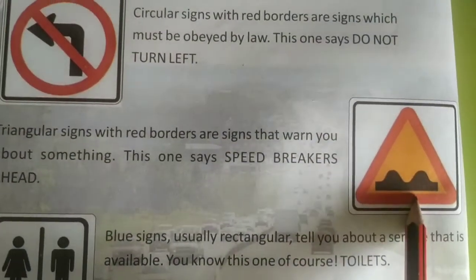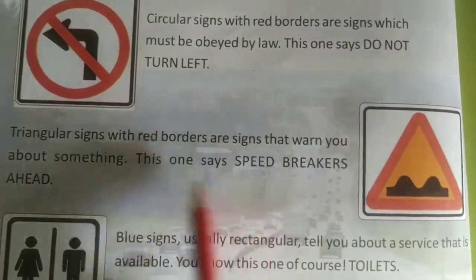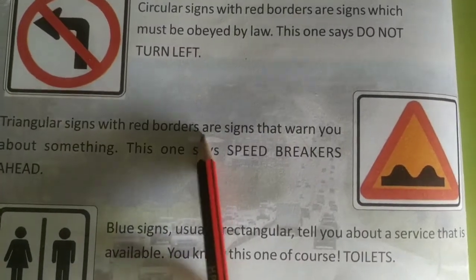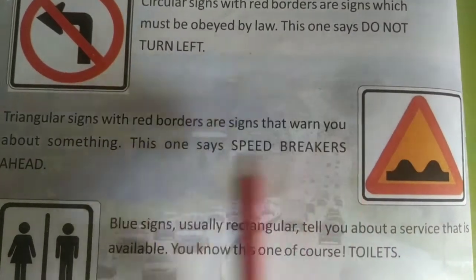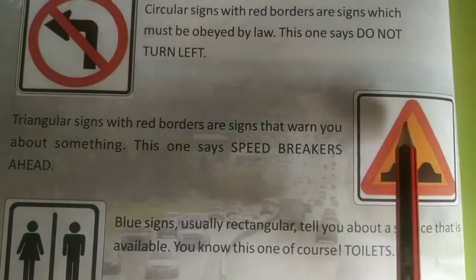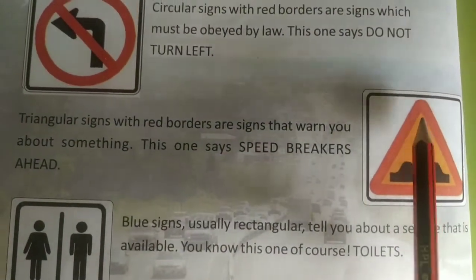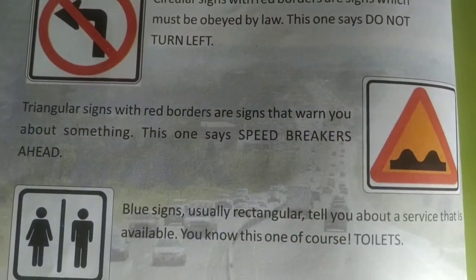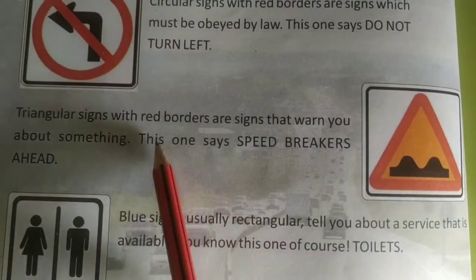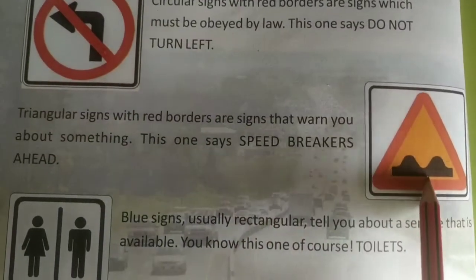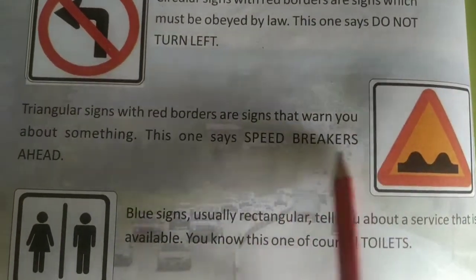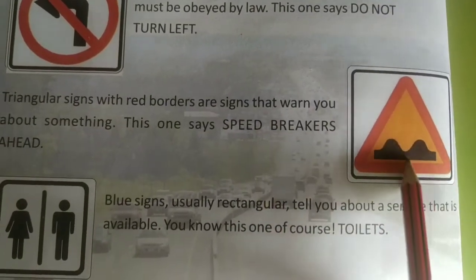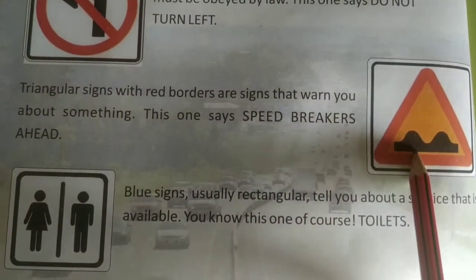Next, look at the sign. Triangular signs with red borders are signs that warn you about something. So, a triangular shape with red borders is what? It gives us a warning. This one says, look here, speed breakers ahead. So, with this sign, you will see the speed breakers.